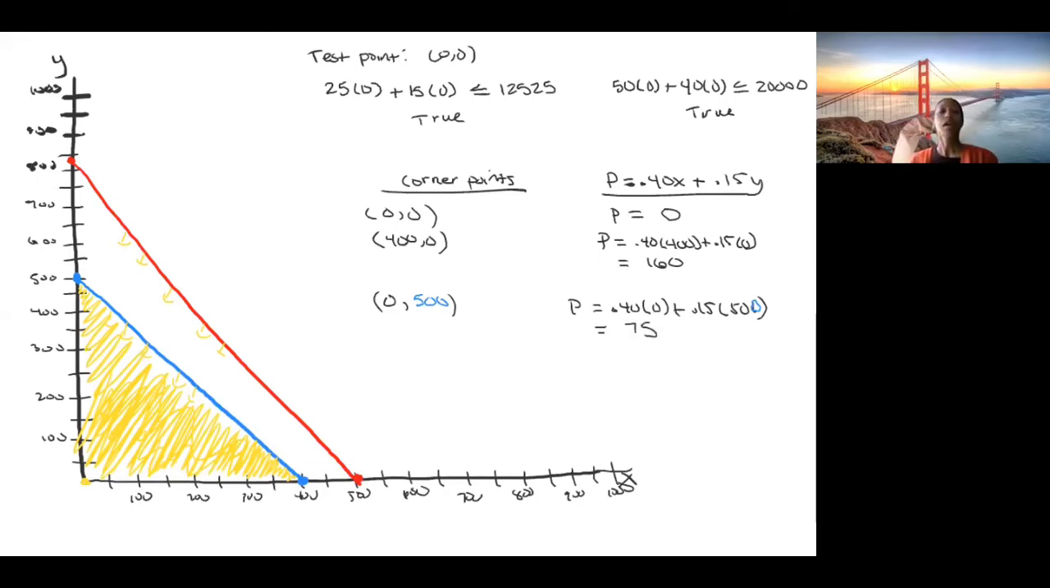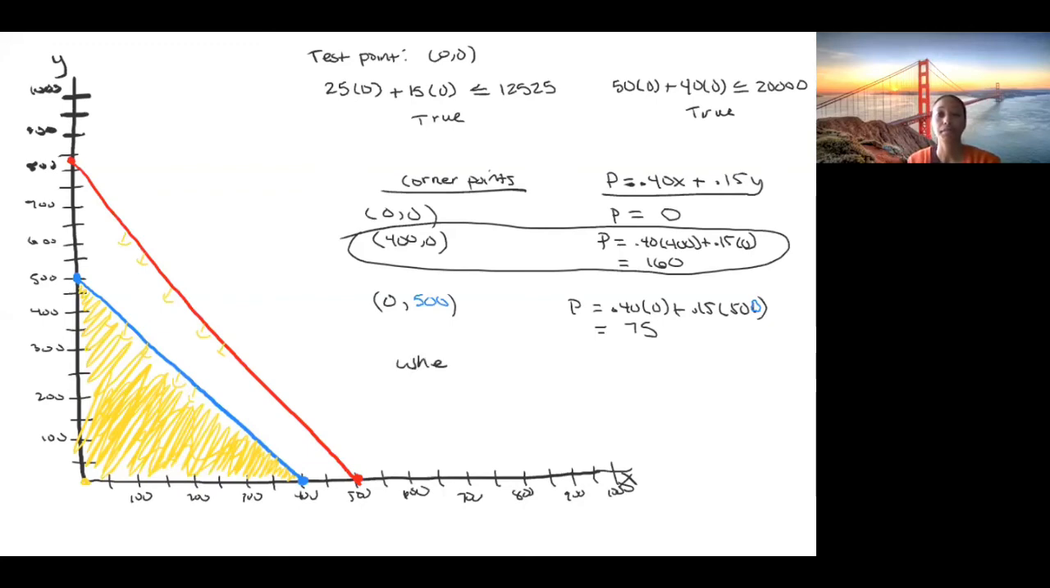All right, so our goal was to maximize this profit. Which number gave us the maximum profit? The point 400, 0. So what is this telling us? 400 represents the number of liters of the chemical that were produced by the old process. So we'll say when 400 liters are produced by the old process and none are produced by the new process, we have a profit of $160, and it's the maximum.